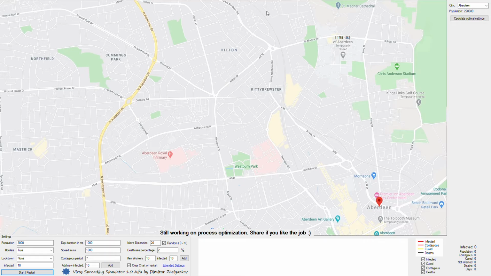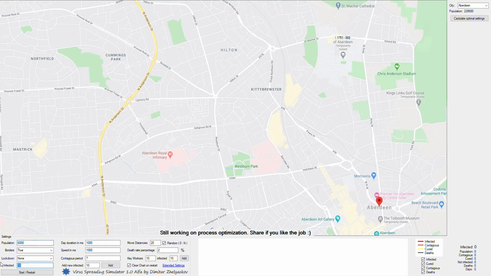Hello guys, this is my first version of the program about spreading a virus randomly inside the city. For example, here I've got Aberdeen and we're going to place some people inside, moving randomly, and see what happens if they're not in lockdown, not staying at home, but can travel around the city with no problems.